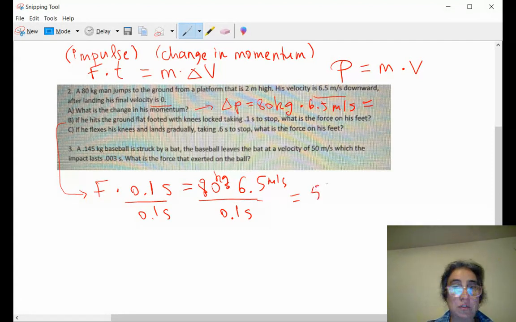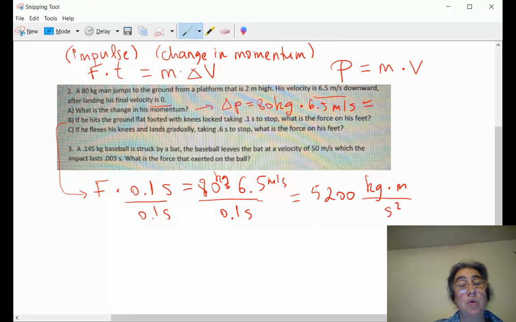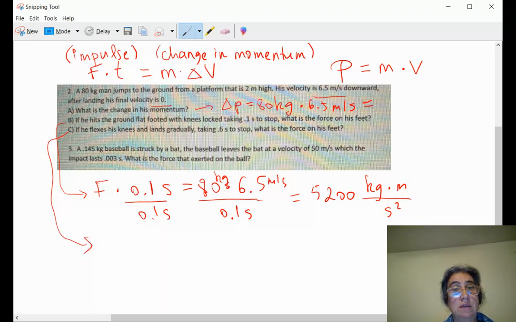It comes out to exactly 5,200. Now the units of measurement, you notice on the top, you have kilograms, then you have, in this case, the meters, and you divide by seconds and divide again by seconds, that would be seconds squared. So that would be the force. Pretty tough force. Now, however, if you notice in situation C, the time changes to 0.6, which is 6 times bigger. So you can imagine the force has to be 6 times, not bigger, but smaller. But let's do the calculation for that.